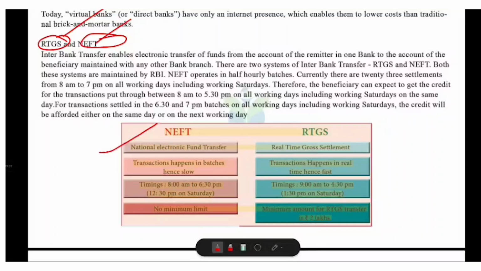The minimum transfer limit for RTGS is ₹2 lakh, so it is used mostly for large value transactions. And timing: RTGS is available from 7 a.m. to 6 p.m. on weekdays and till 11:30 a.m. on Saturdays. In short, we can say that RTGS is fast and direct for big transactions and it happens instantly.